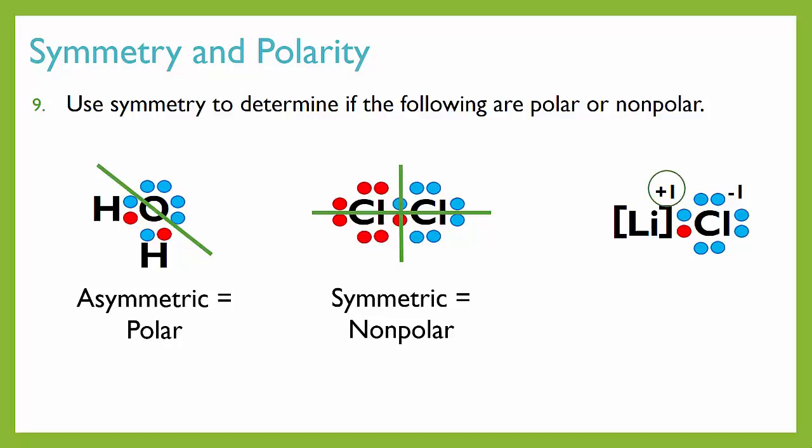My last one is kind of a trick. I've got charges, which means that this is ionic. It's not polar or nonpolar. It's ionic instead. I've got a metal and a nonmetal.